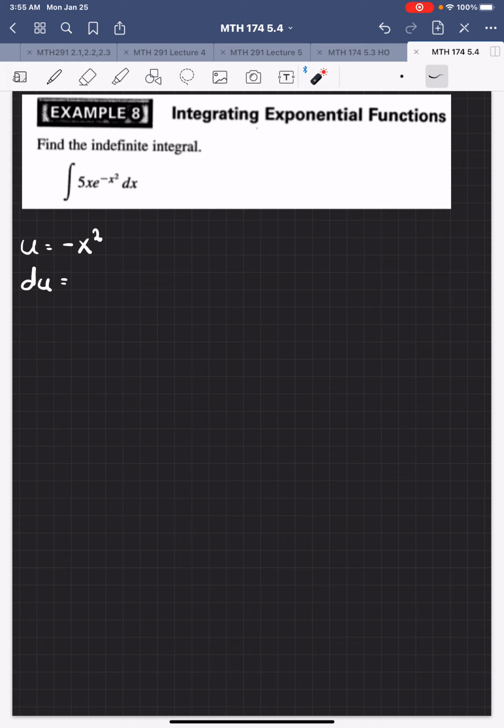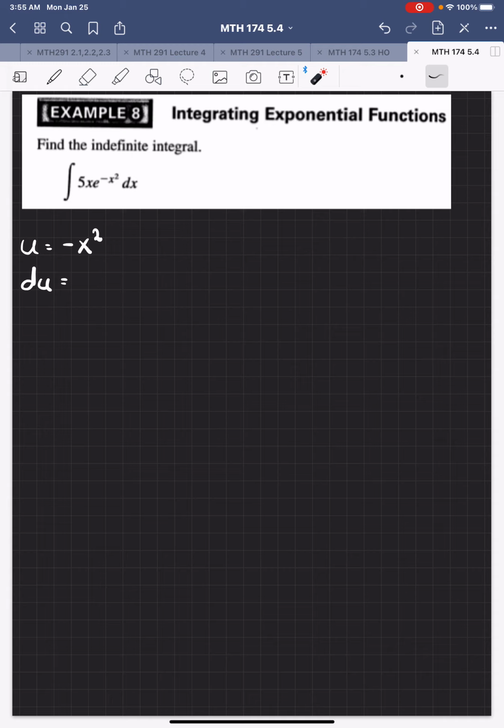All right, so we want to find the indefinite integral. So now this is a little busier. So we got 5 times x times e to the negative x squared dx. Well, we haven't learned a whole lot of integration by parts and other more advanced techniques. So we better be able to use u substitution here, okay?